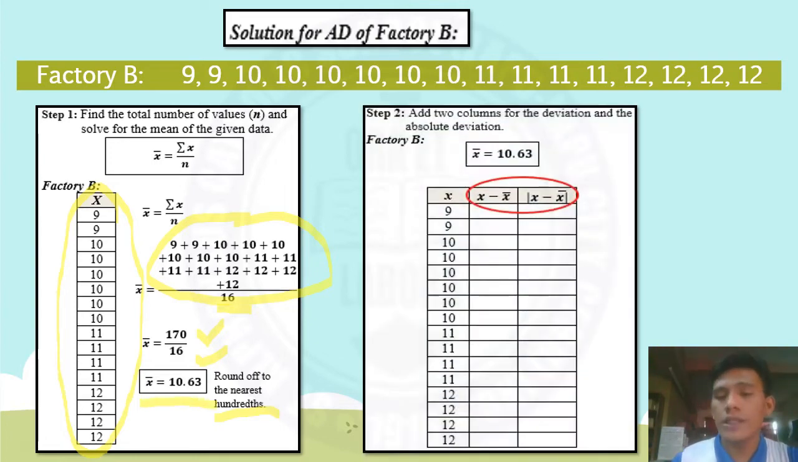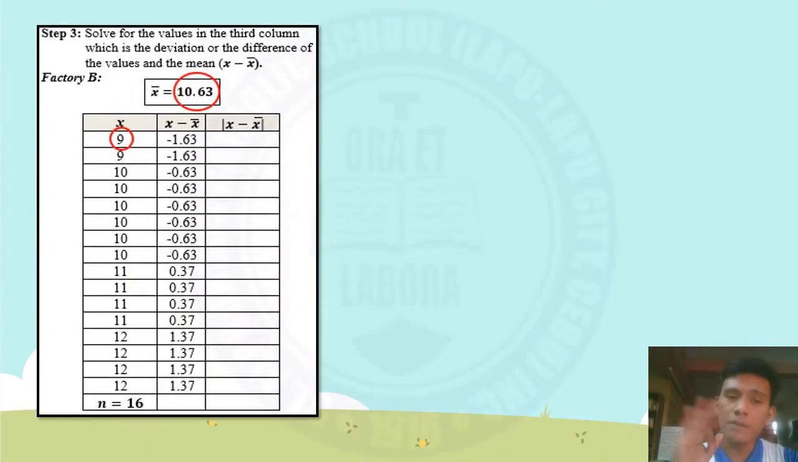Step 2. Add two columns, same: x minus the mean, and another column, the absolute value of x minus the mean. Step 3. So you subtract the mean from the value of x. So 9 minus 10.63 is negative 1.63. Same, 10 minus 10.63 is negative 0.63. 11 minus 10.63, that will be 0.37, so same result for 11. 12 minus 10.63, that is 1.37.